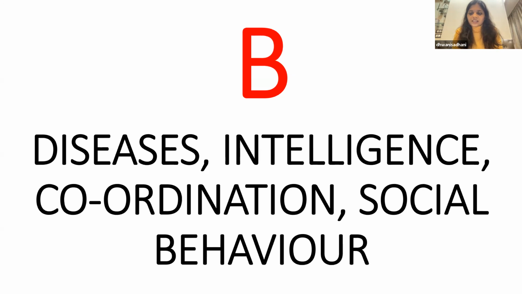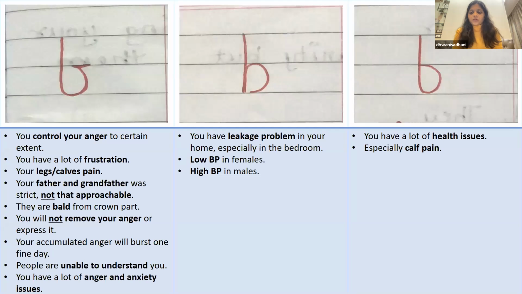Mehak, can you go to the next one? Okay, so now we're going to do 3 types of Bs. Now the first B that you are seeing on the slide. Now this B generally means that you have a lot of frustration. You're very angry within yourself. You're trying to control your anger, but you're very frustrated from within.